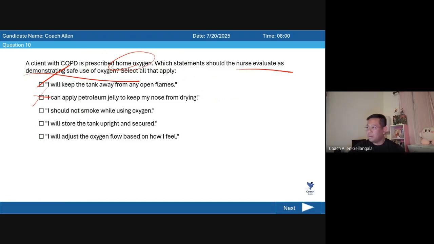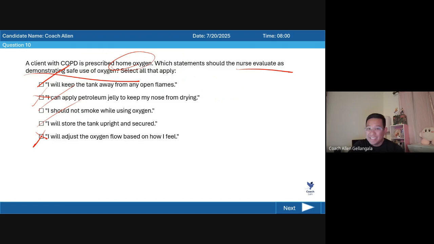I should not smoke while using the oxygen, of course. Anything that has a flame could create problems. I will store the tank upright and secured. That is also a best practice. I will adjust the oxygen flow based on how I feel. Is it good? Of course not. Letter E is an incorrect answer.